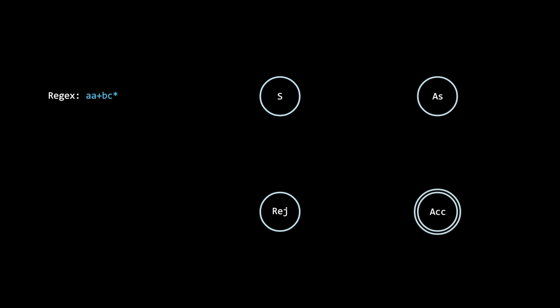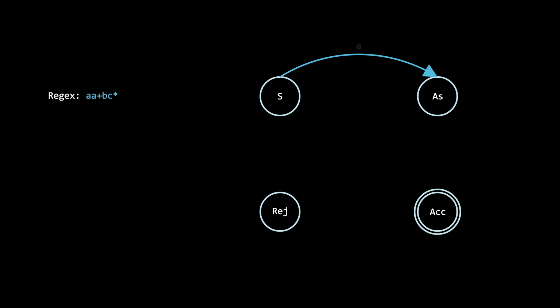So for our first example of a regular expression being processed using a finite state machine, we're going to consider the regular expression A plus, B, C star. So this regular expression means we have to have at least 2 A's, a B, and 0 or more C's. So we're going to have 4 states: the start state, the A's state, a reject state, and an accept state.